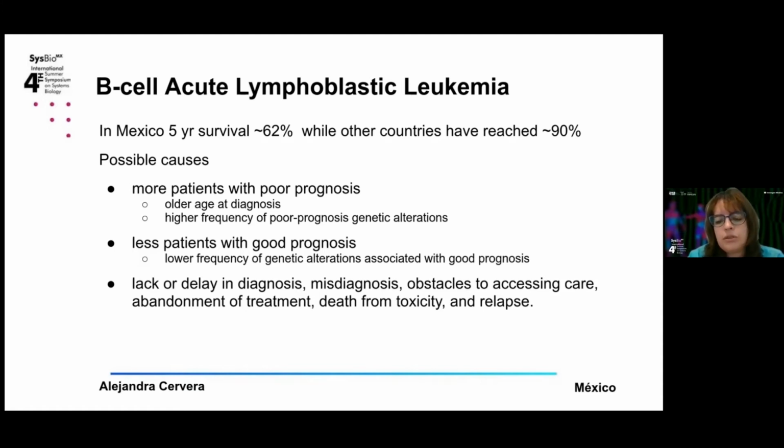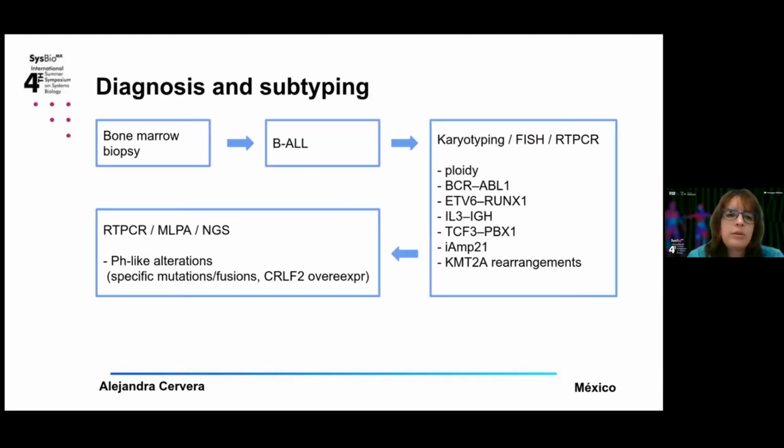The overview of how this disease is usually diagnosed and how the molecular classification is achieved is that first there is a bone marrow biopsy, and then the pathologist determines that this is in fact B-cell acute lymphoblastic leukemia. For deciding which molecular subtype we have, usually karyotyping, FISH, or RT-PCR are used, and this helps us see if there are gains or losses of chromosomes.